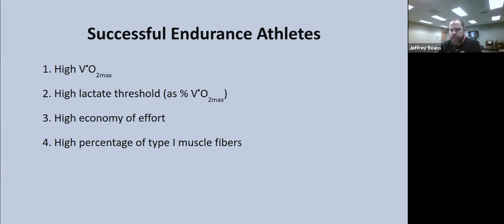But high economy of effort, what that means is that at a particular given intensity, one is very efficient, highly economical. High lactate threshold, we talked about in VO2, it's moving your lactate threshold over a standard deviation. And finally, high VO2, meaning our absolute VO2 is something that we can attain to, and as a result makes our lactate threshold even that much further away.